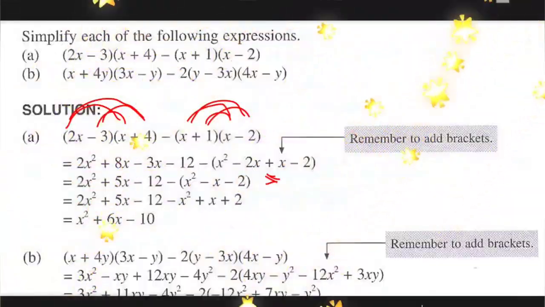This is video number 3 on the topic of expansion and factorization of algebraic expressions. In this video we look at some examples where you multiply two or more algebraic expressions. Here we have two examples. Let's simplify this one.